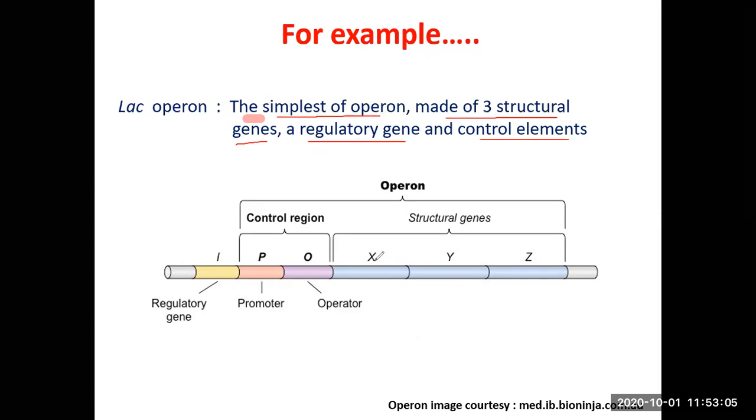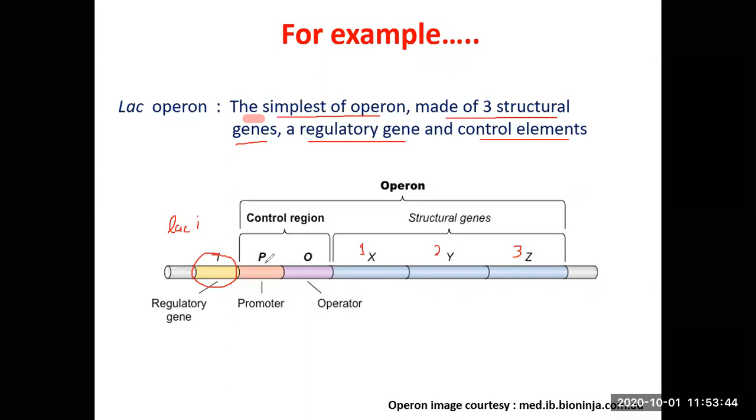So what are the structural genes? These are the 3 structural genes: lacZ, lacY, and lacA. And there is one regulatory gene, which is called lacI, because it is of the lac operon. And these are the control elements.